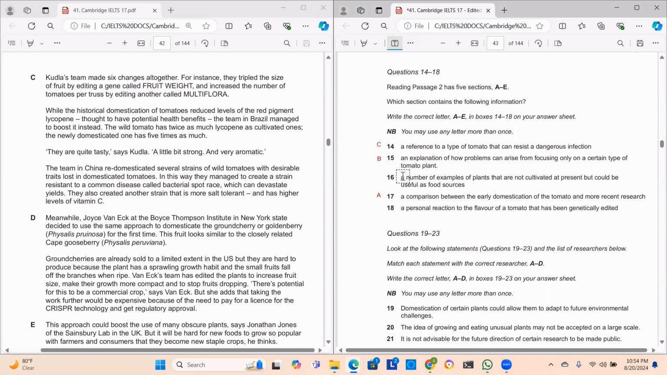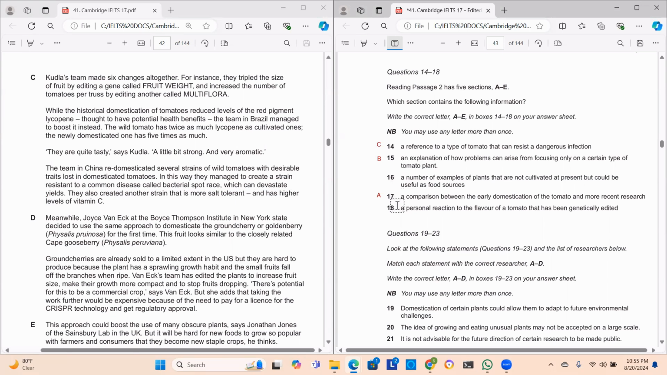Okay. And let's read the next question. A number of examples of plants that are not cultivated at present, but could be useful as food resources. Okay. Did we read about anything like that? Something which are not cultivated at present, he says. Oh, I don't think we read anything, right?